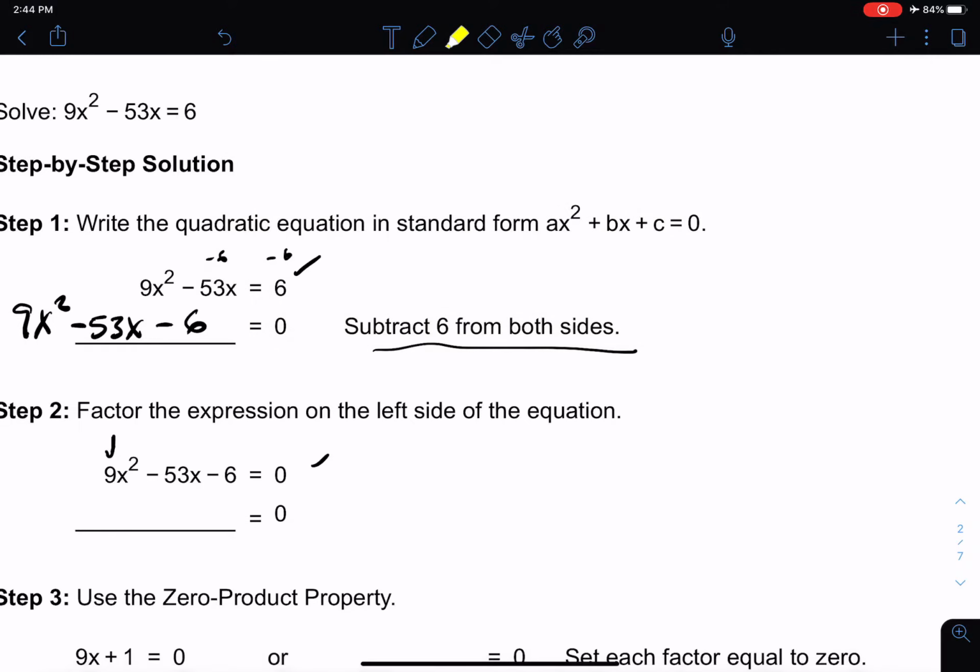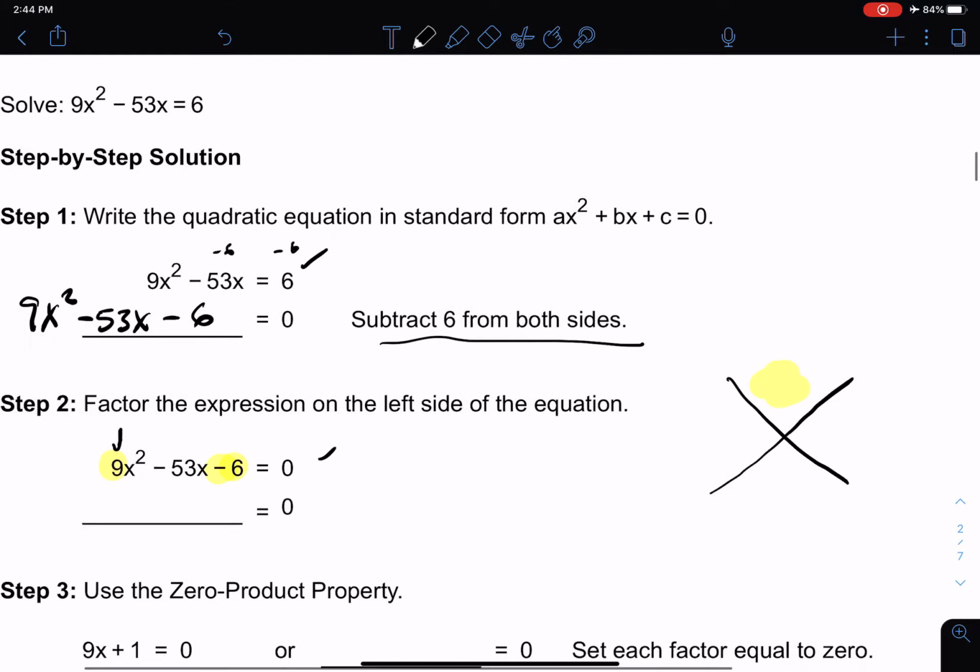So now we look here and we can see the leading coefficient's not a 1, so it's not as simple. We must multiply 9 times negative 6. So 9 times negative 6 is negative 54. So what two numbers multiply to negative 54, and add to negative 53?